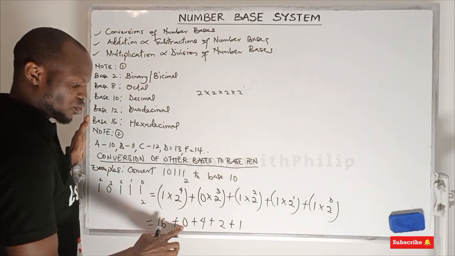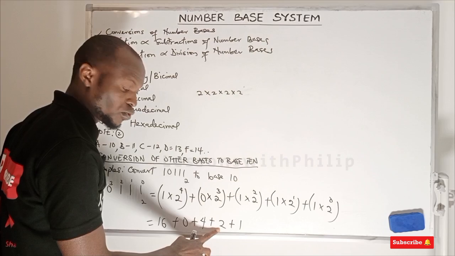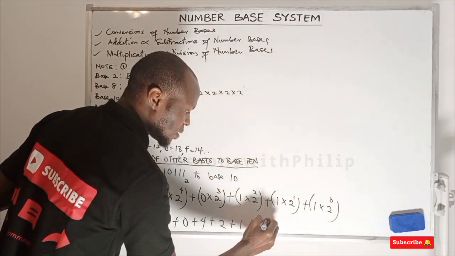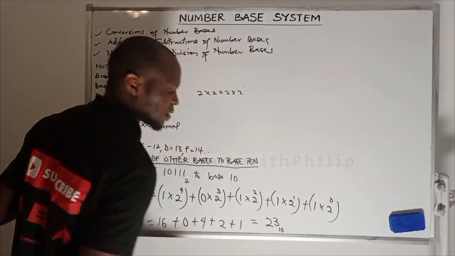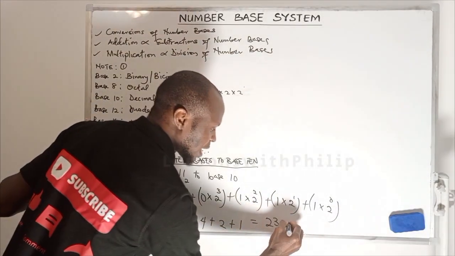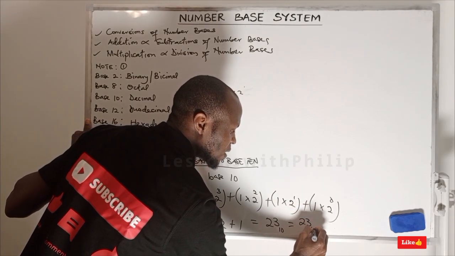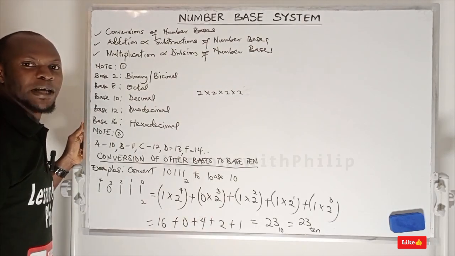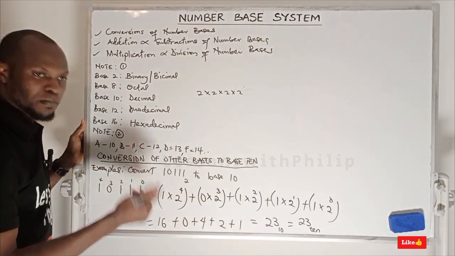So 16 plus 0 is 16. Plus 4, that is 20. 20 plus 2, that's 22. 22 plus 1, that is 23 base 10. Some people can decide to write it in this form, 23 base 10. Okay? This is your answer. Okay? This is how to convert from other bases to base 10.